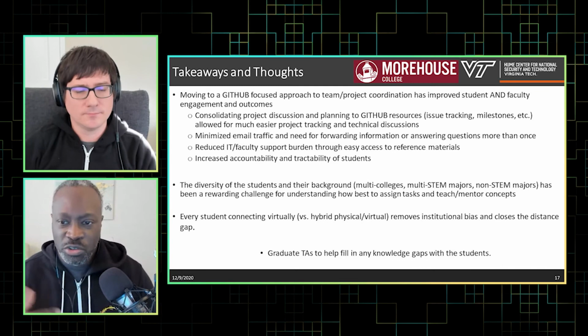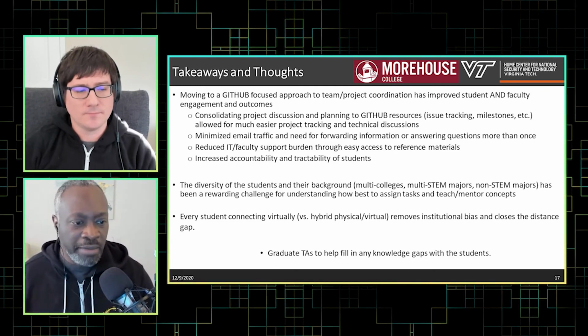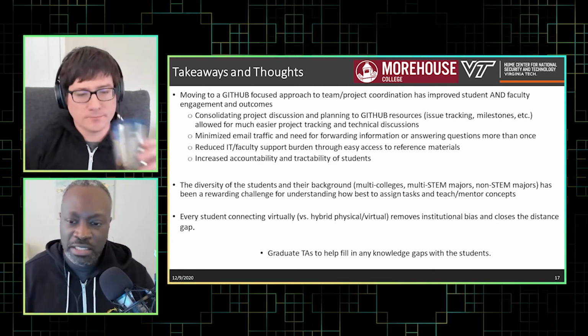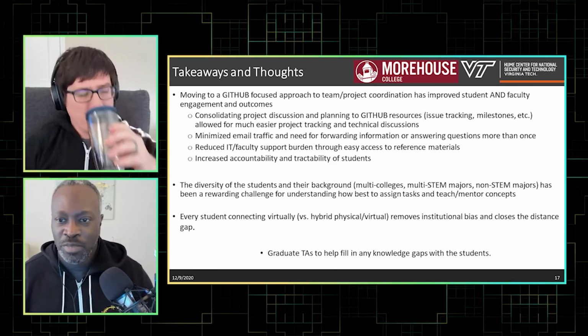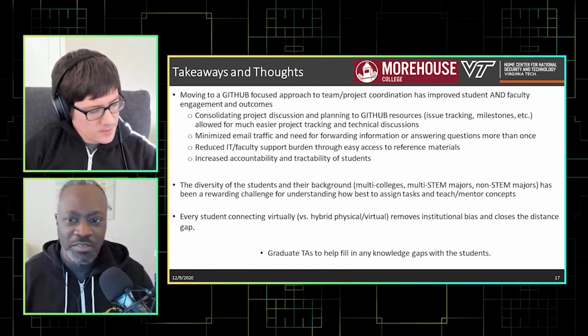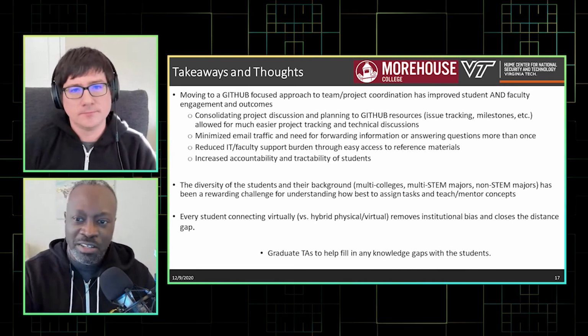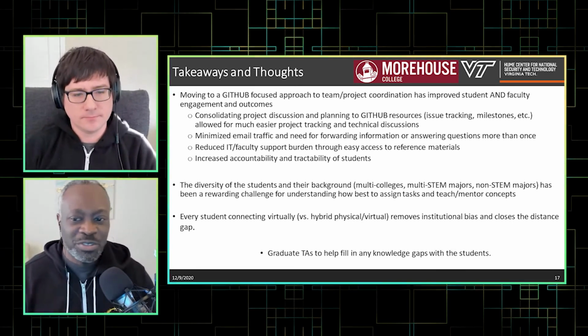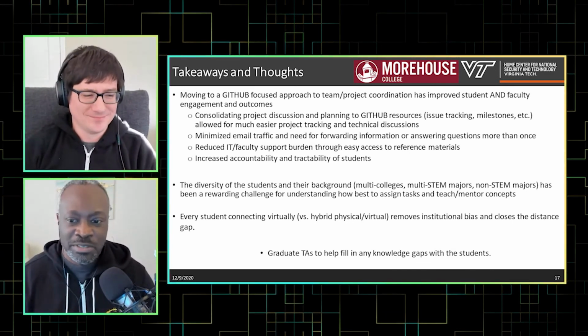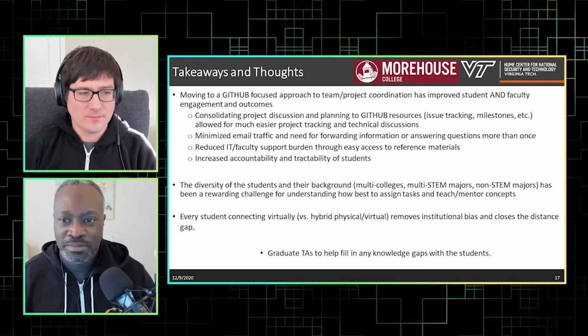A couple of things, if you want to try this yourselves, you may want to look at having some graduate TAs to help fill in some of the knowledge gaps between students. Another thing I want to throw in is that if GitHub were to add a communication layer like Slack, I think that would be helpful too. So we had to switch out to something like Teams. Chris, you want to give the final word?